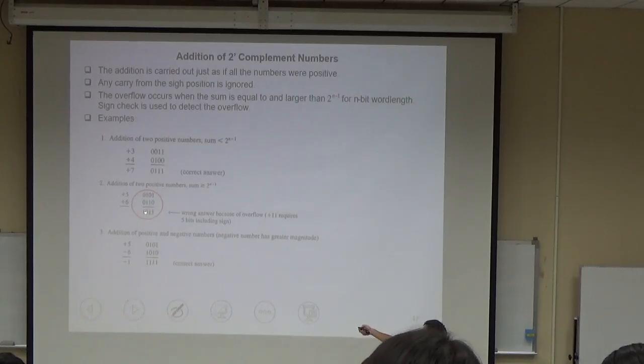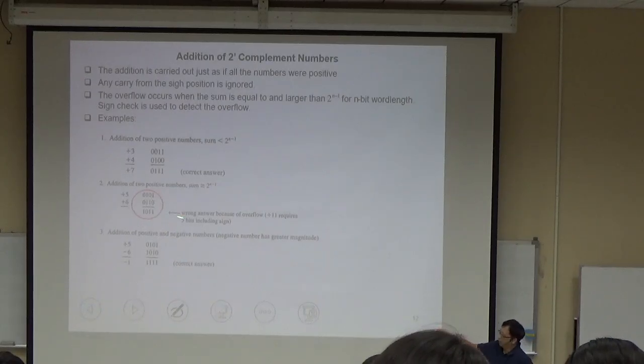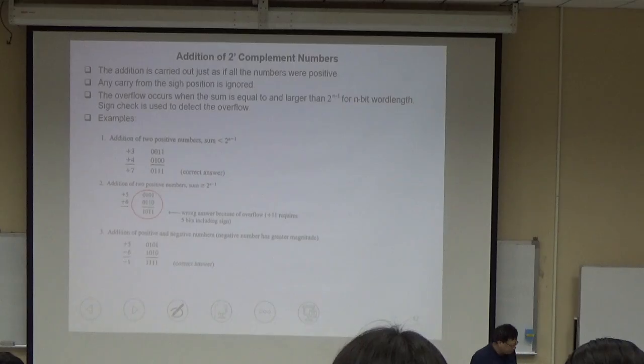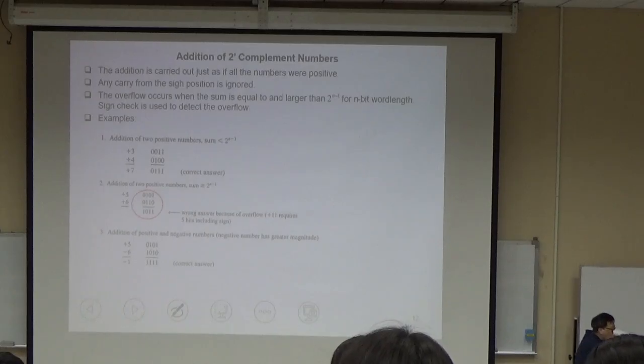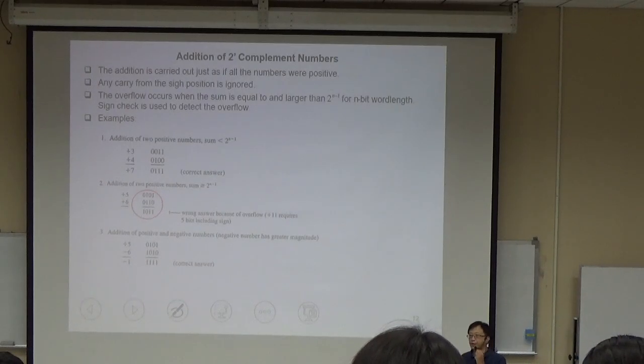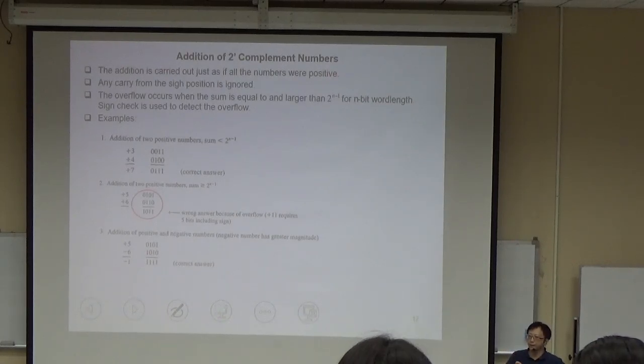So 1 plus 1 is 0. We have a carry. Now the carry means plus 1, add 1, and 0 and 0 become 1. We have this result, according to our table. Remember that the first bit means what? The first bit means a sign bit.